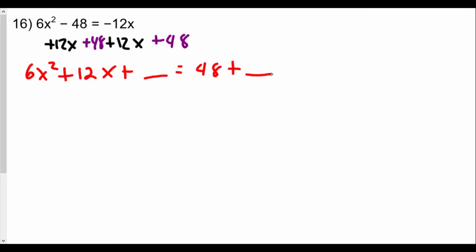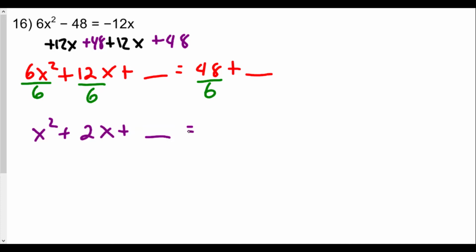Now, before we continue, one of the things I recognize is that we can divide everything by 6. And now, why is that a good thing? Because the smaller numbers we have, the easier. And not only that, we always want to work from 1x squared. It makes things much easier for us. Even if it means, in this case, that we're going to end up with a fraction. That's totally okay, though. We want to keep everything to 1x squared. So we have x squared plus 2x plus blank. And 48 divided by 6 is equal to 8 plus blank.